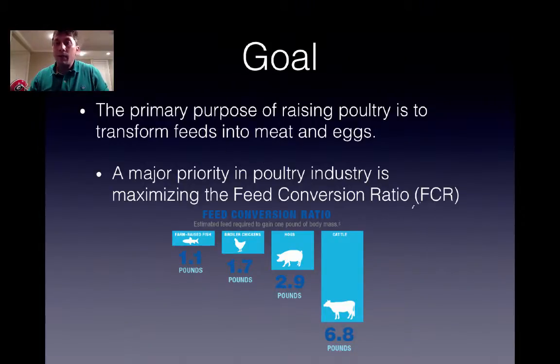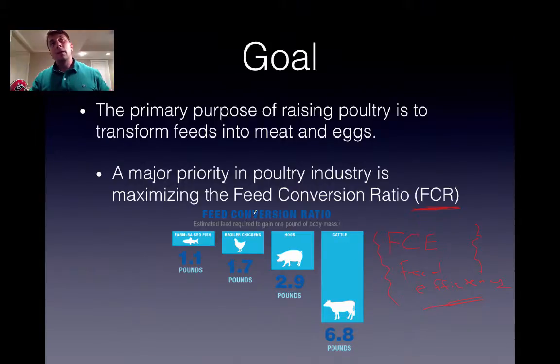And a measure of efficiency in animal agriculture is FCR, which stands for feed conversion ratio. Sometimes you'll see it stated as feed conversion efficiency, or sometimes just feed efficiency. And so these are terms that are very important because they represent really how profitable your product is going to be.